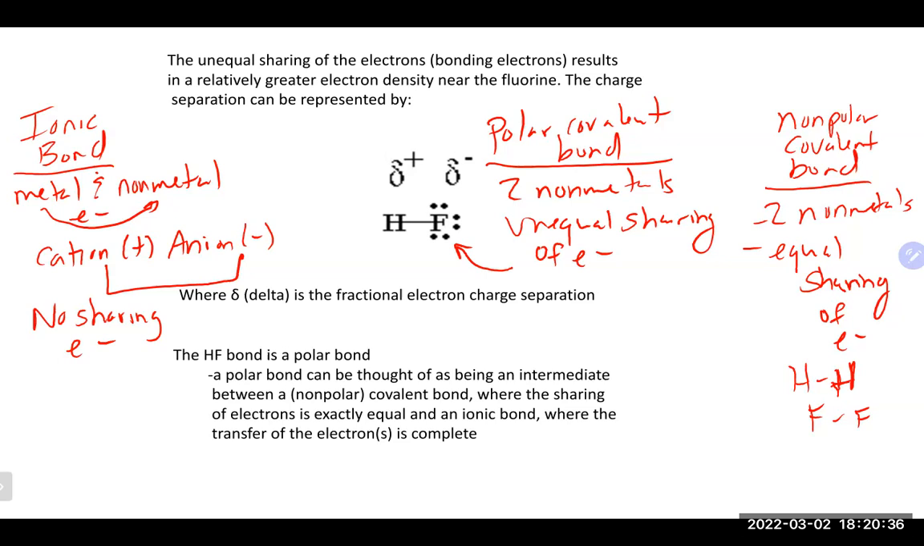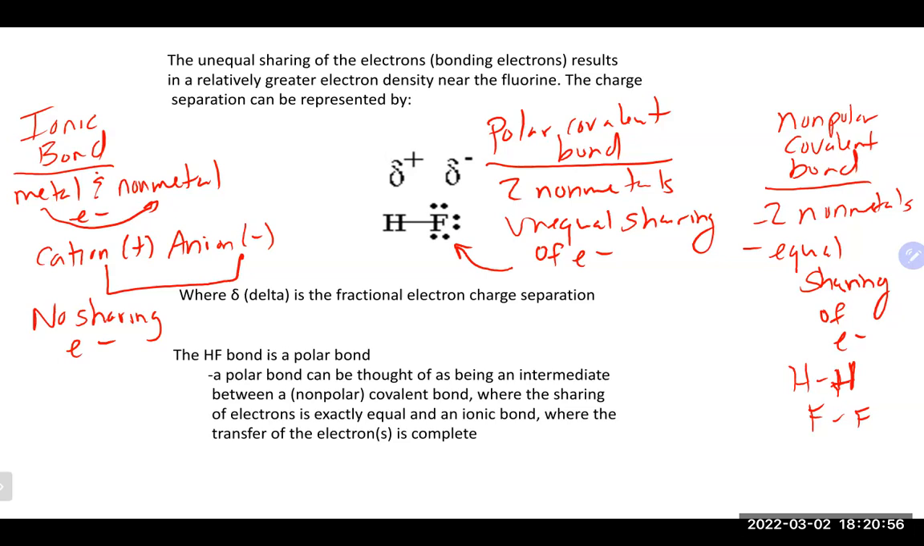Any questions on the three different types of bonding there? Again, the two on the right are covalent, with two nonmetals, and definitely sharing. The one on the left is ionic, with no sharing occurring. Any questions on that there?